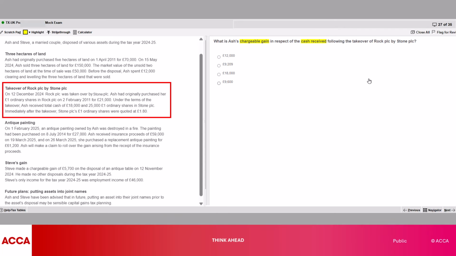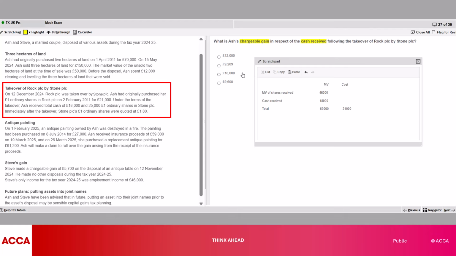Going back to the question, we've got 4 possible options, and one of those we can immediately rule out, which is the £18,000. That is purely the cash received. So that at least means that we've got a choice of 3 answers. And to work out the gain, we're going to apportion the original cost of the shares based on those values at the time of takeover. Now, you don't really need to do this full working, but this certainly helped me to understand what was going on. And we've got the original cost of £21,000.